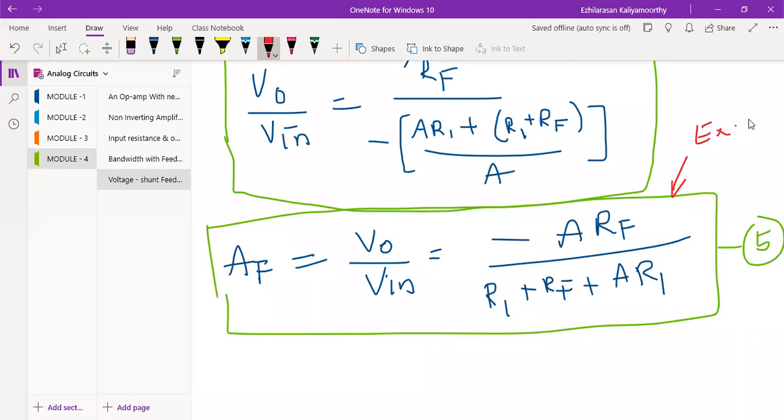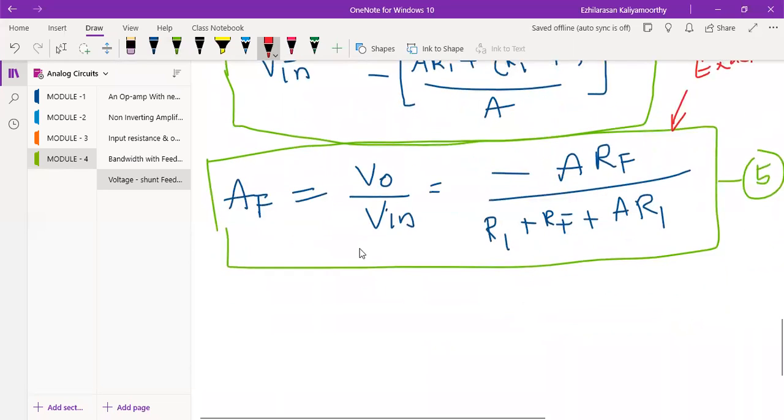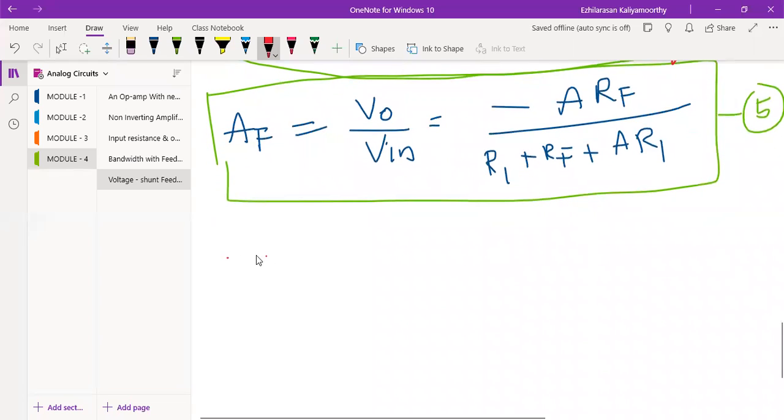Now we can simplify this for the ideal case. How can we do it? Very simple. You know the gain A of the operational amplifier is very, very large, right? So if A is very large, automatically I can say AR1 is very large. Is it correct? I hope you understood that, right? Normally, because of the negative feedback, I will take A as very large.